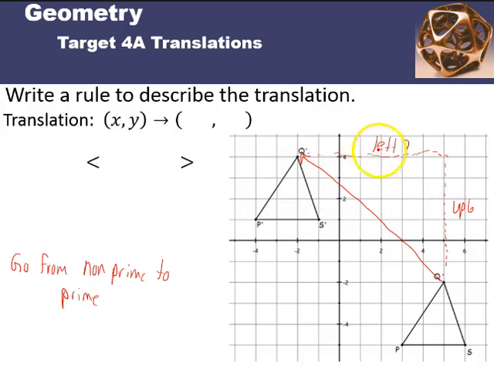Remember, left is x minus, so x minus 7. We always write the x first and then the y's. And then up 6 would be y plus 6. Now here I write what I've got. So the number here is negative 7, and the number here is 6. I just write the numbers in there. So negative 7, 6.